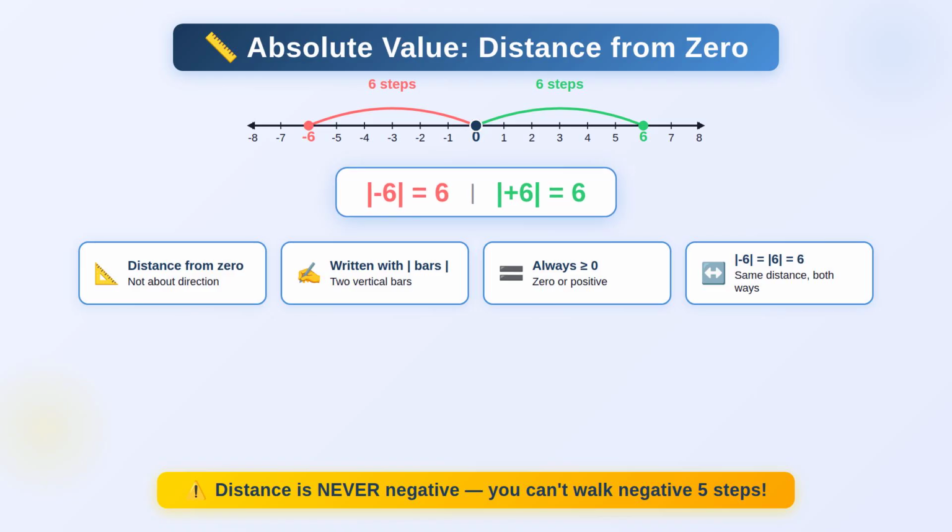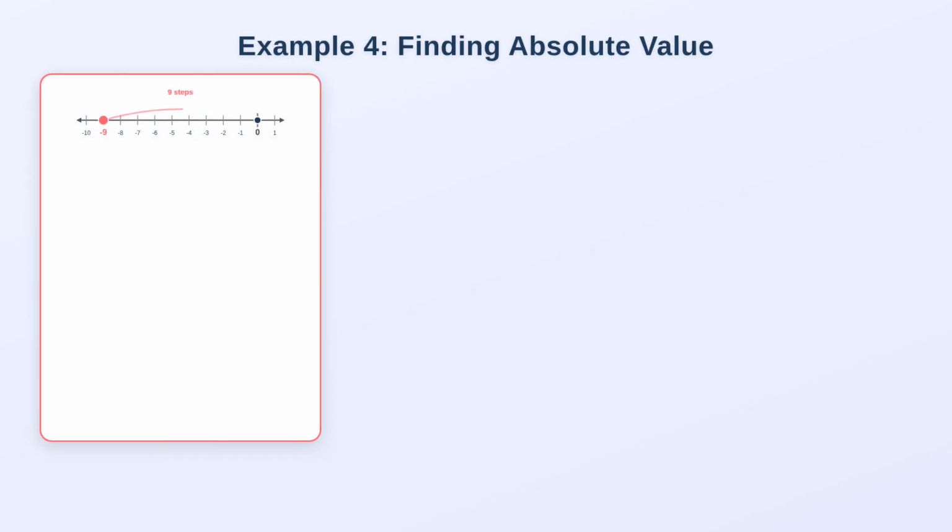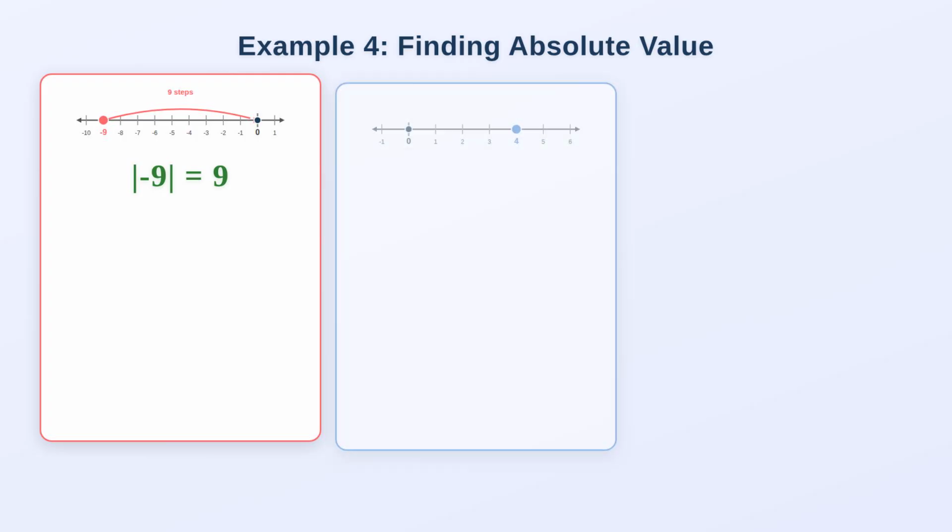We write absolute value using two vertical bars around the number. Key rule: absolute value is always 0 or positive. Distance can never be negative. You can't walk -5 steps. Let's practice absolute value with 3 problems.